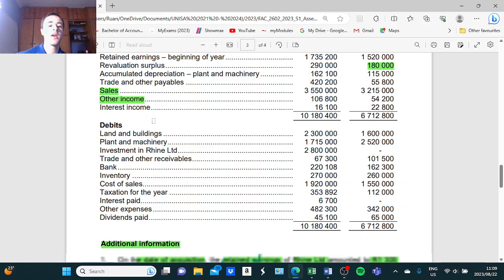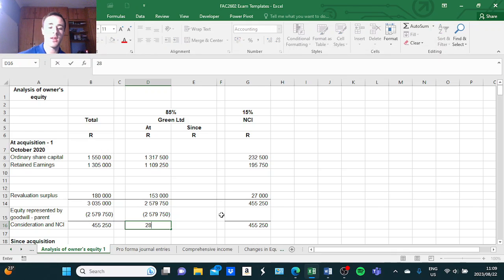You will find that in the debit section, the investment in Ryan Limited, or the investment in subsidiary line item. So the parent has paid a total consideration of 2.8 million rand for its investment in the subsidiary. Clearly, as you should notice, we have an acquisition at a premium. This is confirmed by the fact that the consideration paid by the parent exceeds the net asset value that is attributable to the parent.